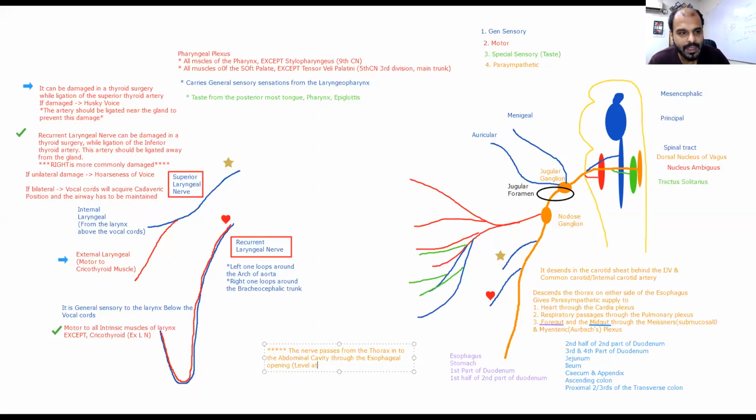Can any one of you tell me the level? No. At the level of the 10th thoracic vertebra. I will tell you, do not be worried. I'll teach you all, inshallah, and you will know it very effectively: at the level of the 10th thoracic vertebra. Okay. I guess that is sufficient on the vagus nerve.